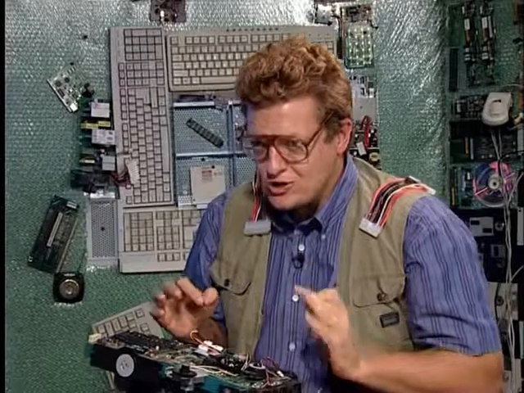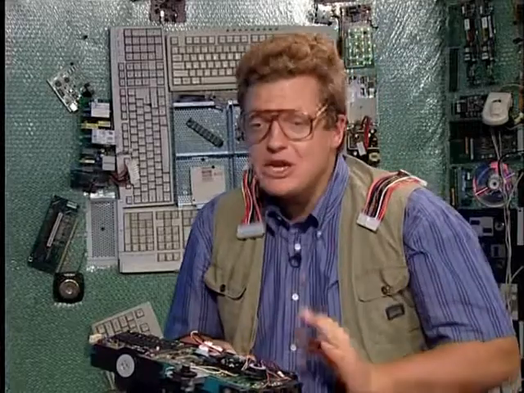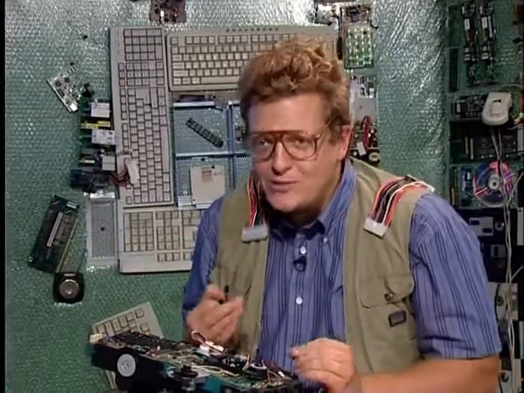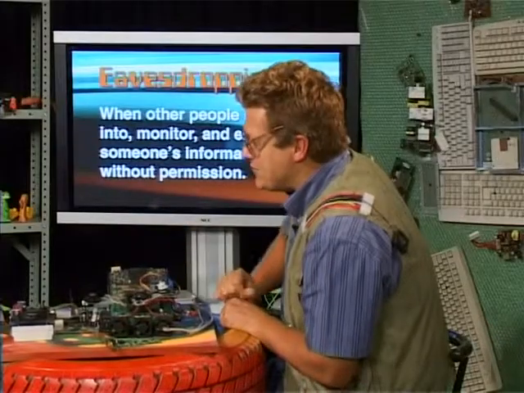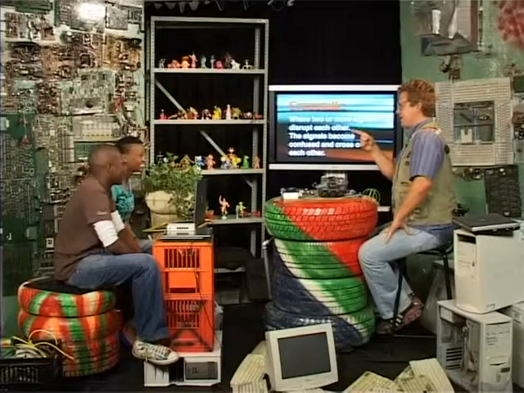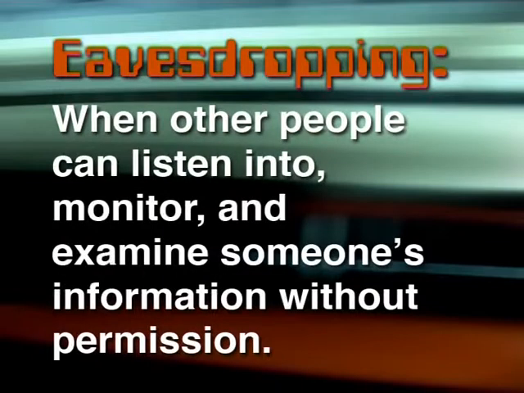Now, in a network, crosstalk can cause errors, noise, difficulties in sending data, and a loss of packets or network data. The last weakness on our list is eavesdropping. Oh, that's a really easy one. My younger brother is so nosy and always tries to listen in when I'm talking to my friends. That's right, Morwa. Now, eavesdropping is when other people can listen into, monitor, and examine someone's information without permission.